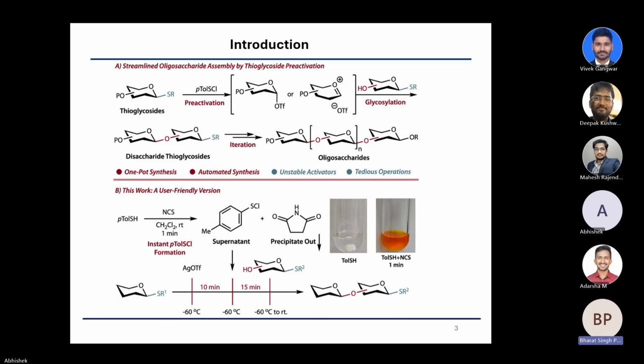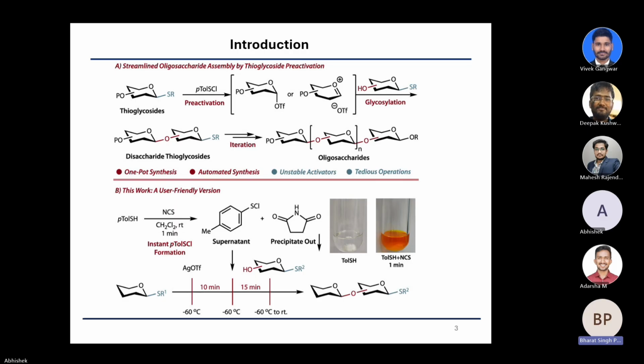The arrow is not like after 10 what they have added. The mechanism is: first the toluene sulfonyl chloride will come and this anomeric sulfur will attack. Then that sulfur will become a disulfonium ion. And then they will add silver triflate. Then only the reaction will proceed.